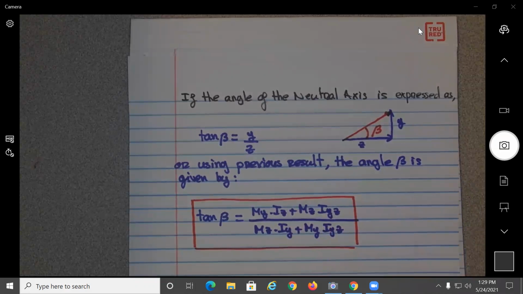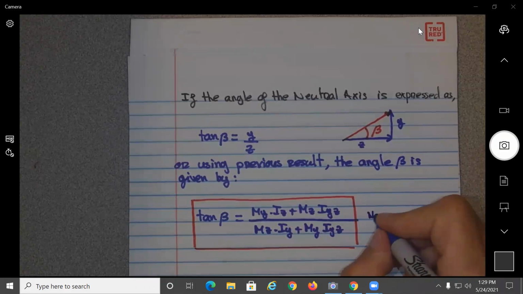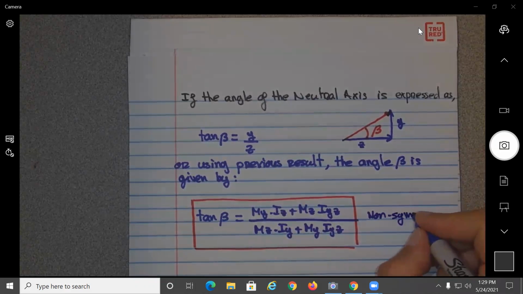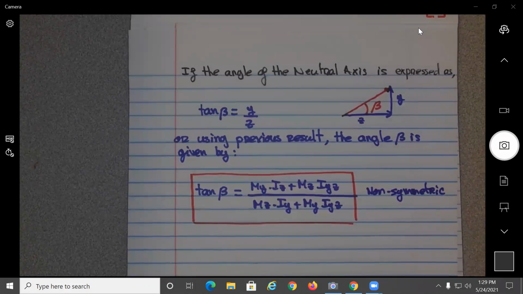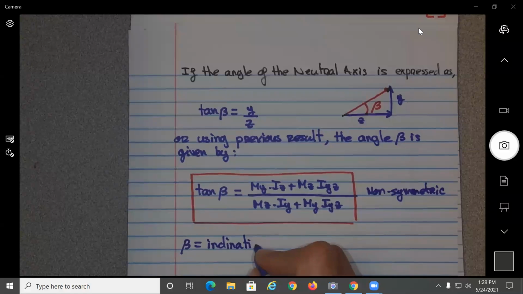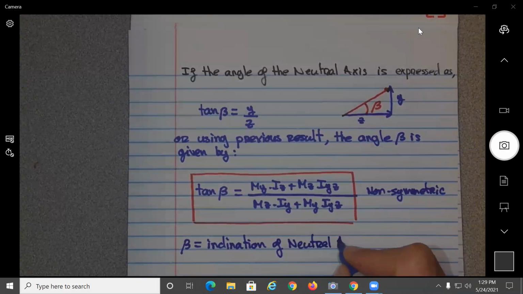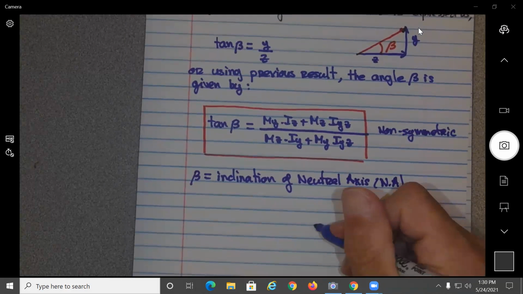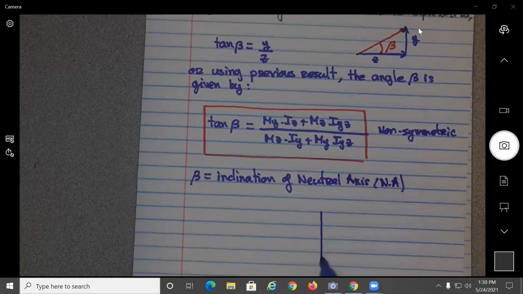So remember, this is for non-symmetric cross sections. Okay, let me do a little figure here. So here beta, if it's not clear, is the inclination of the neutral axis. So if I do a figure, yeah, could do the L, but let me do another one. So you have this one.